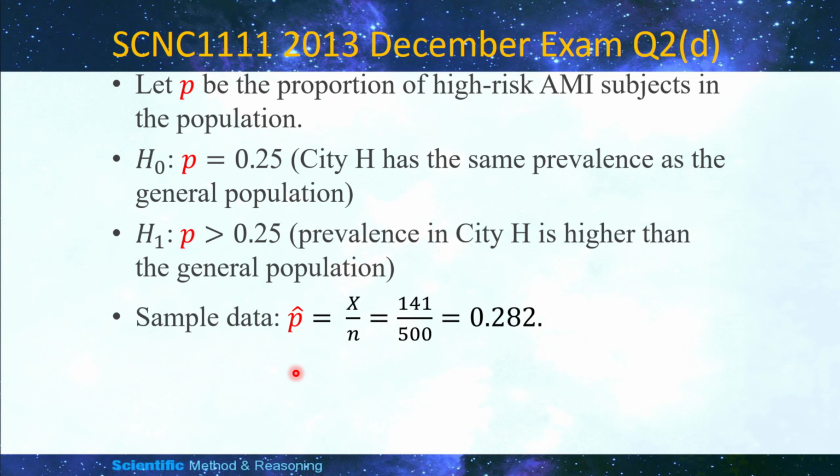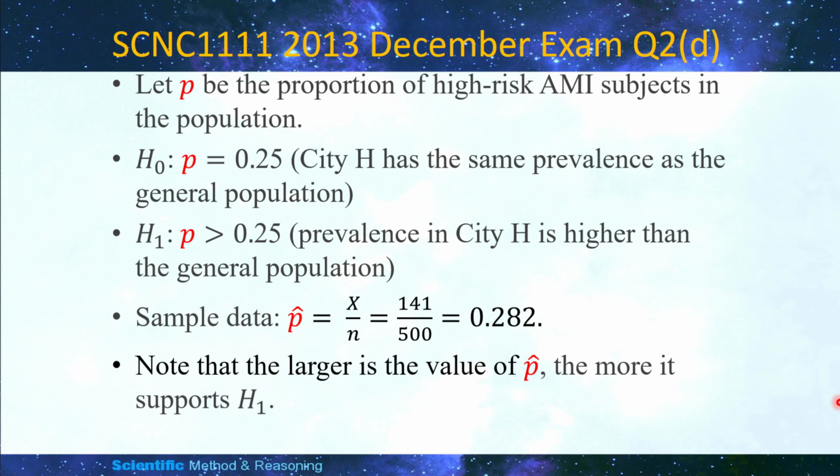Based on the sample data, the sample proportion is simply x over n, where x is 141 out of 500 randomly selected subjects. p hat equals 0.282. The sample proportion is 0.282. But the question is, is there enough evidence to reject the null hypothesis, that is, to conclude that the prevalence of high-risk AMI subjects in city H is greater than 0.25, higher than that of the general public?